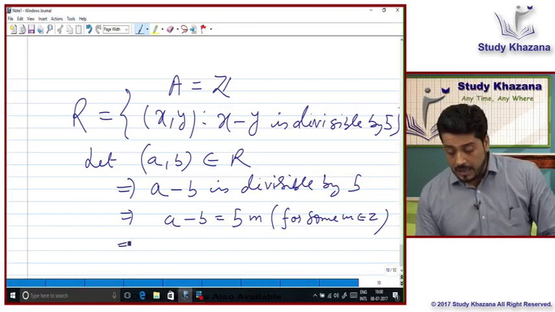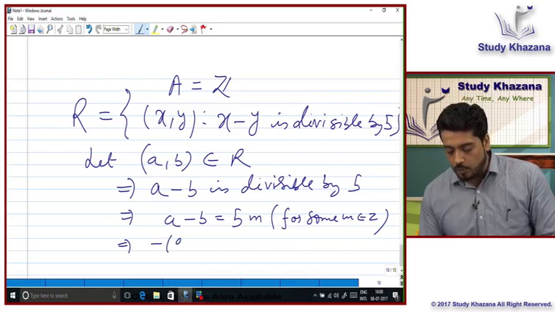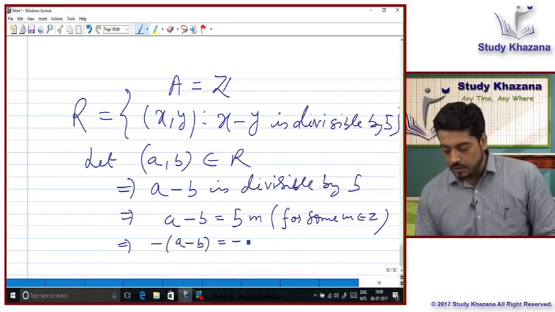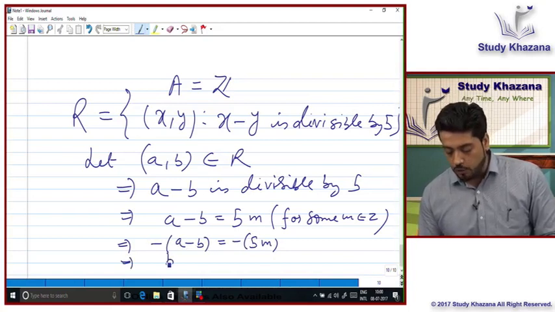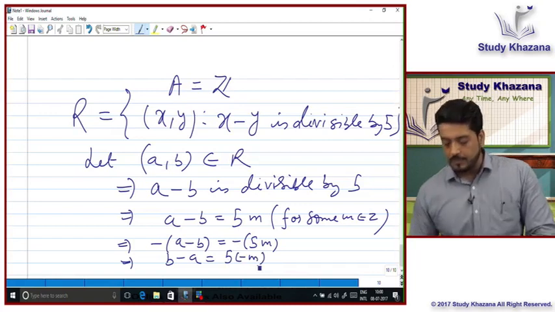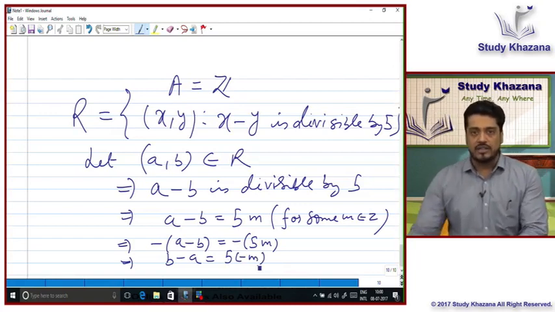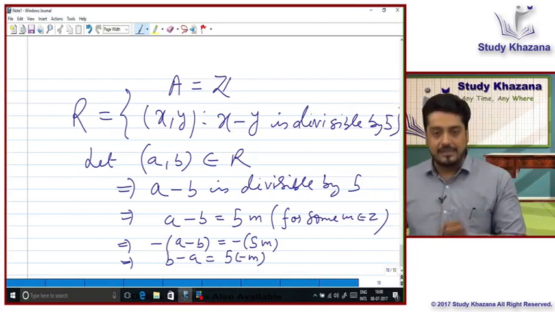Now see, how to get B minus A from A minus B? Multiplying by minus on both sides. So I have multiplied by minus on both sides. What I got? It will be equal to B minus A. And can I write this as 5 times minus m? Can I write by using the homogeneity in the set of integers? I can write this as B minus A is equal to 5 times minus m.